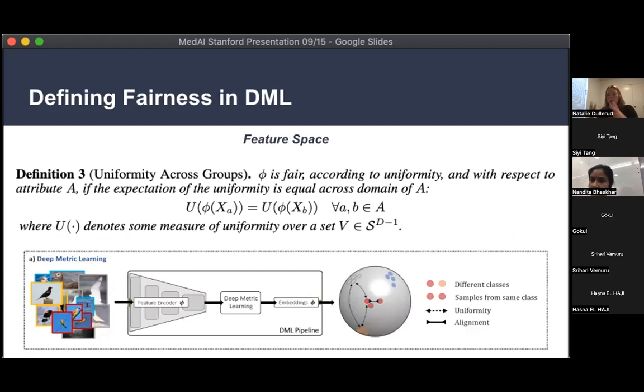Ultimately, we desire that the uniformity over all subpopulations is equally good. Essentially, the distribution of samples over parts of the hypersphere should conform equally well to uniformity over all subpopulations. And again, we leave the definition of uniformity open.